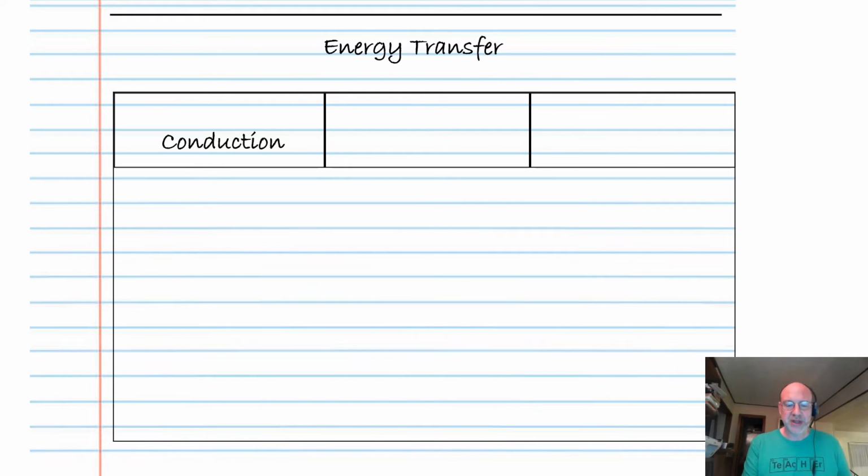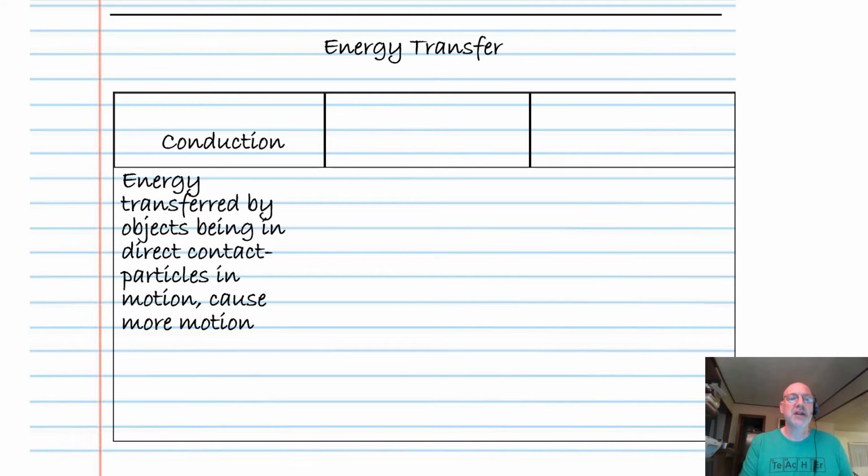So let's write this down. Energy transferred by objects being in direct contact. Now, when they are in direct contact, watch this. Here's the object where the particles are moving faster, so we have more thermal energy, and it comes into contact with something that doesn't have the particles moving very fast.